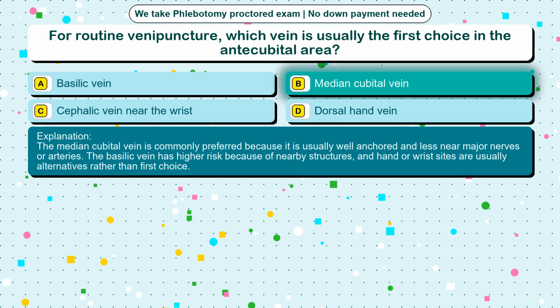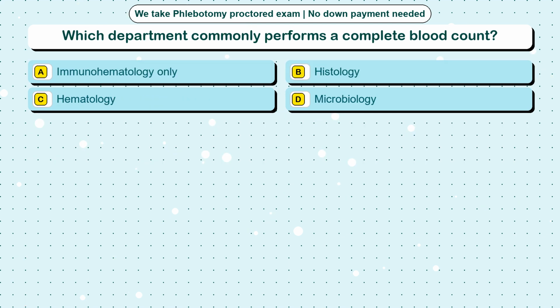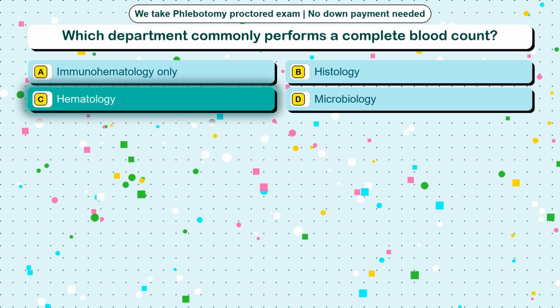The basilic vein has higher risk because of nearby structures, and hand or wrist sites are usually alternatives rather than first choice. Question 5. Which department commonly performs a complete blood count? Option A, immunohematology only. Option B, histology. Option C, hematology. Option D, microbiology. The correct answer is option C, hematology.